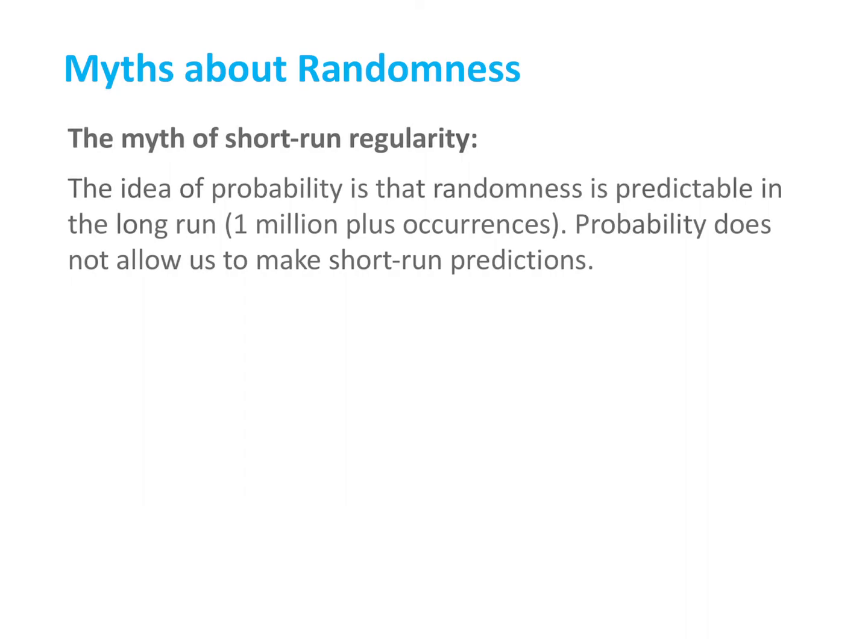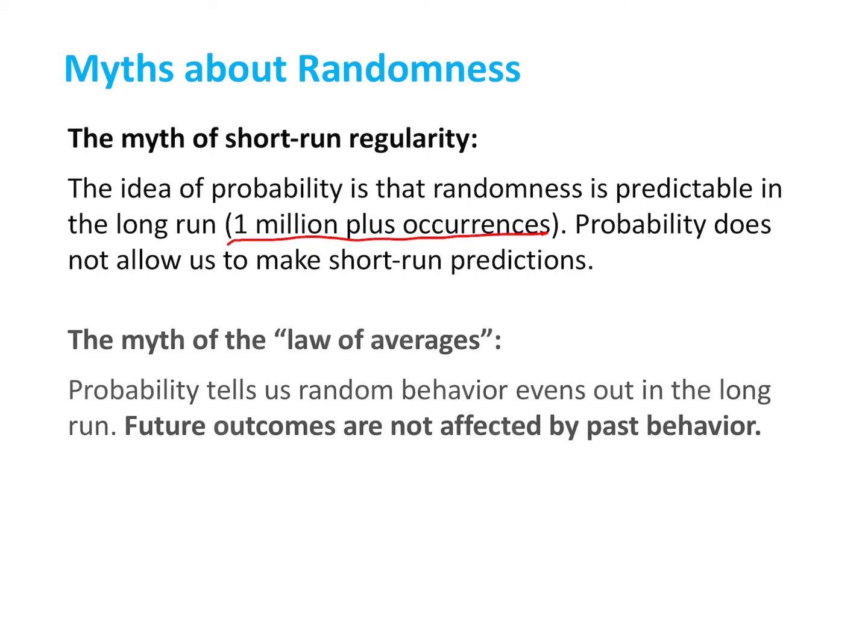So some myths about randomness, some things that happen. Short run regularity, the idea that randomness is predictable in the long run, which means a million plus occurrences, which we're not going to do by hand. That's why we use technology. But probability does not allow us to make short run predictions. For probability, we can only make predictions for a long run, something that's happening over and over.